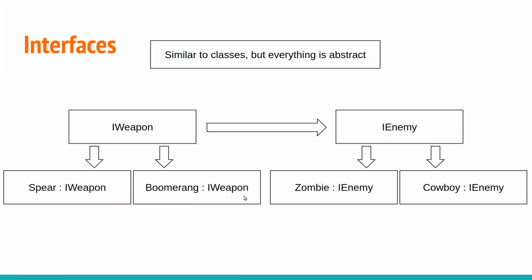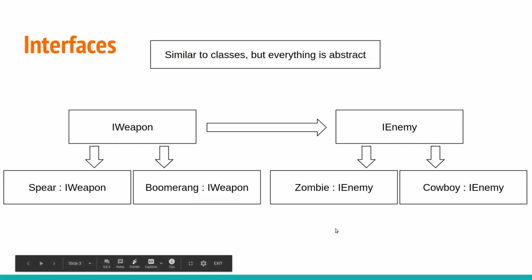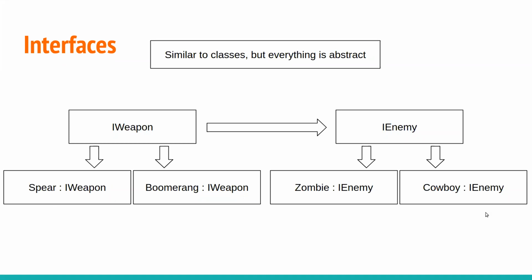Okay? And likewise, if I add a new enemy, I don't have to go and modify spear and boomerang. Whatever enemy I add will already be attackable by spears and boomerangs. I won't have to change anything. And that's the power of interfaces.